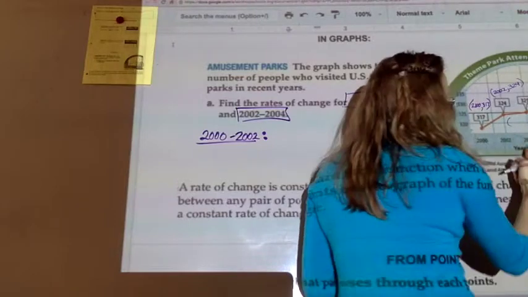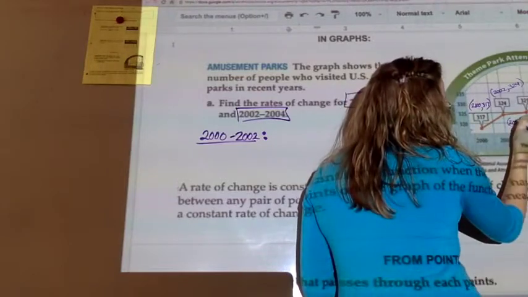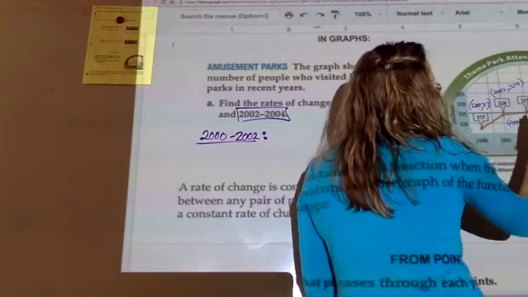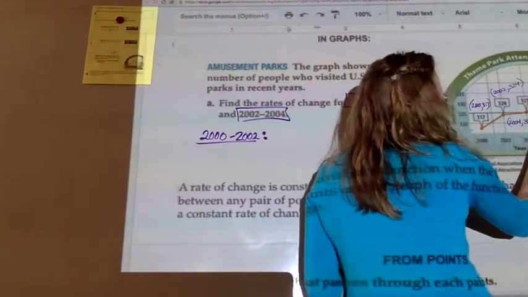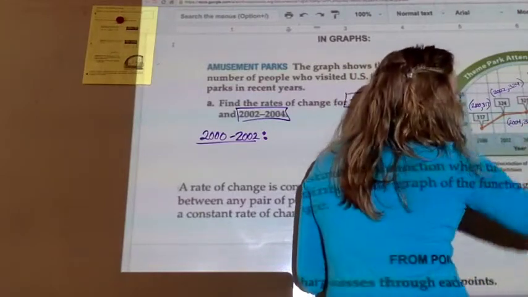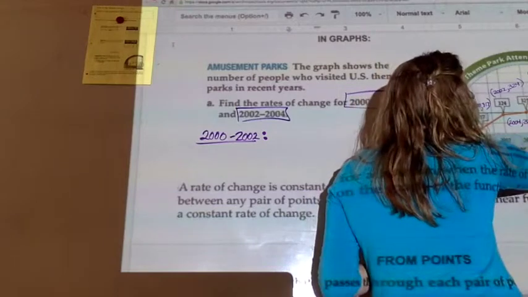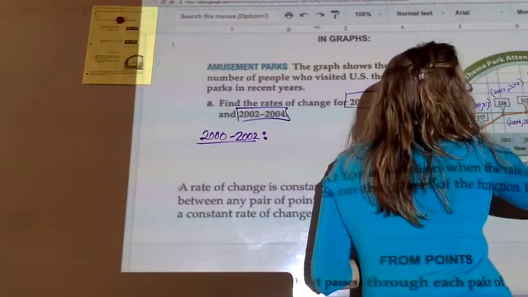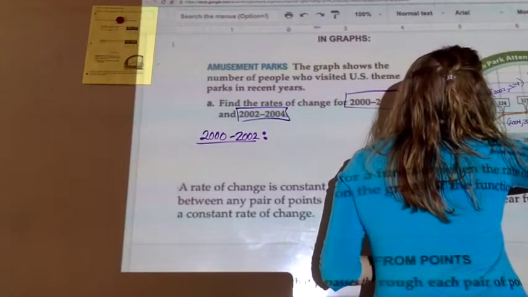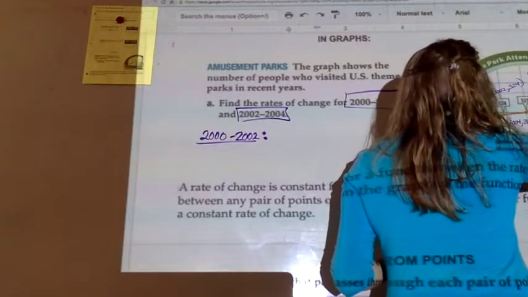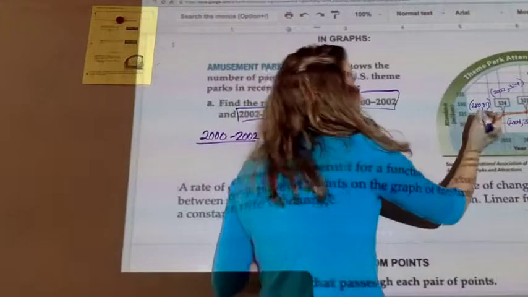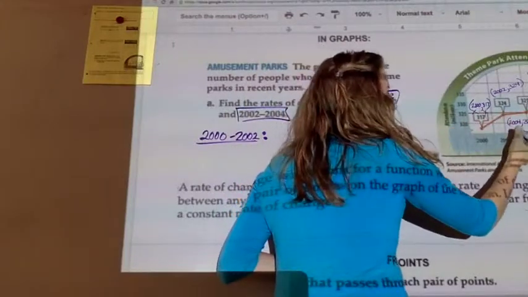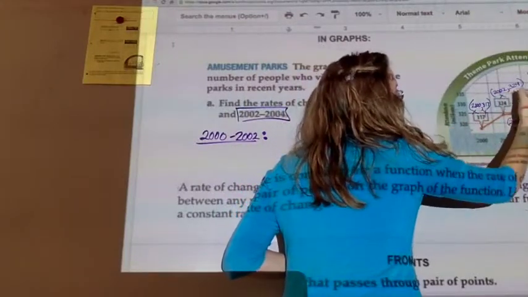My next point, I went over 2004, comma, up 325. And then our last coordinate pair, we went over to 2006 and up to 335. Okay, and close that parentheses. So each of these now we have an x, comma, y, an x, comma, y, all of them, an x and y value.